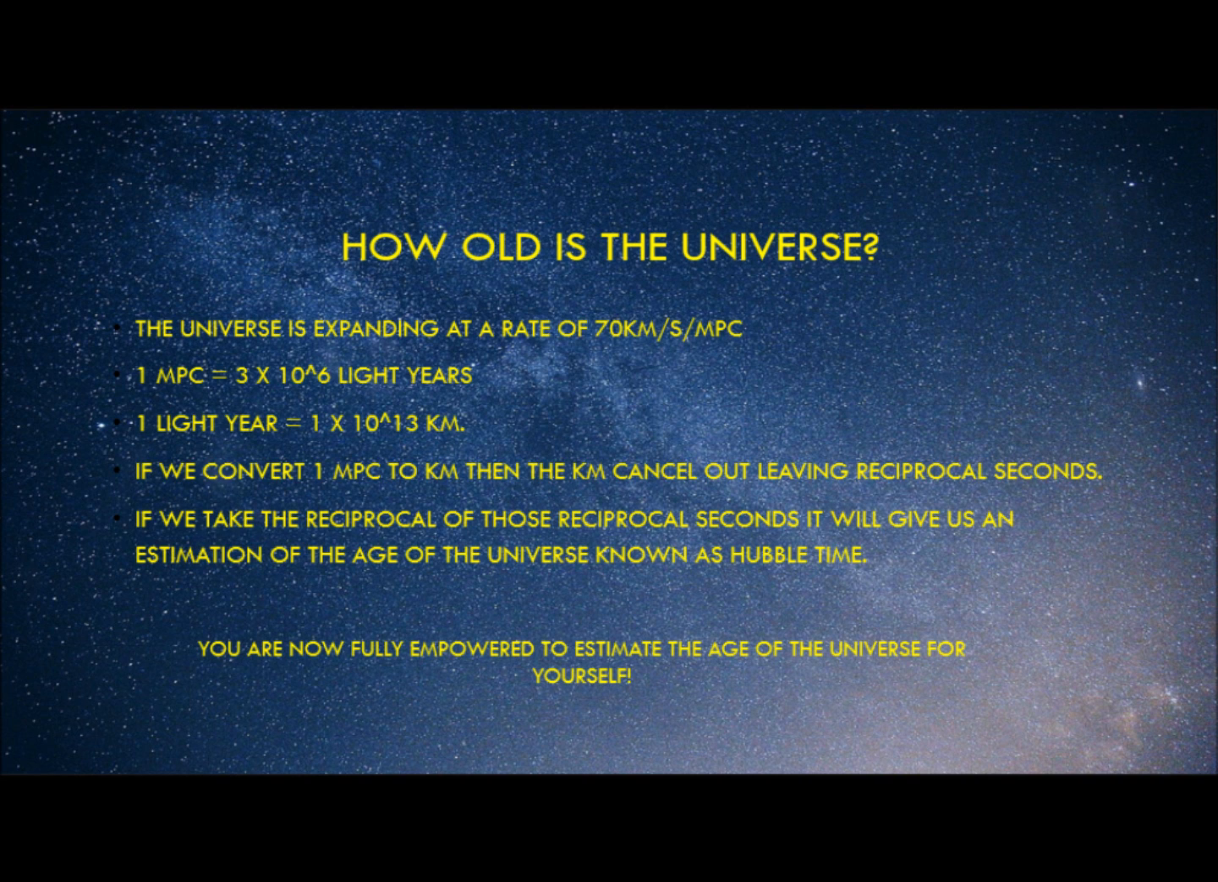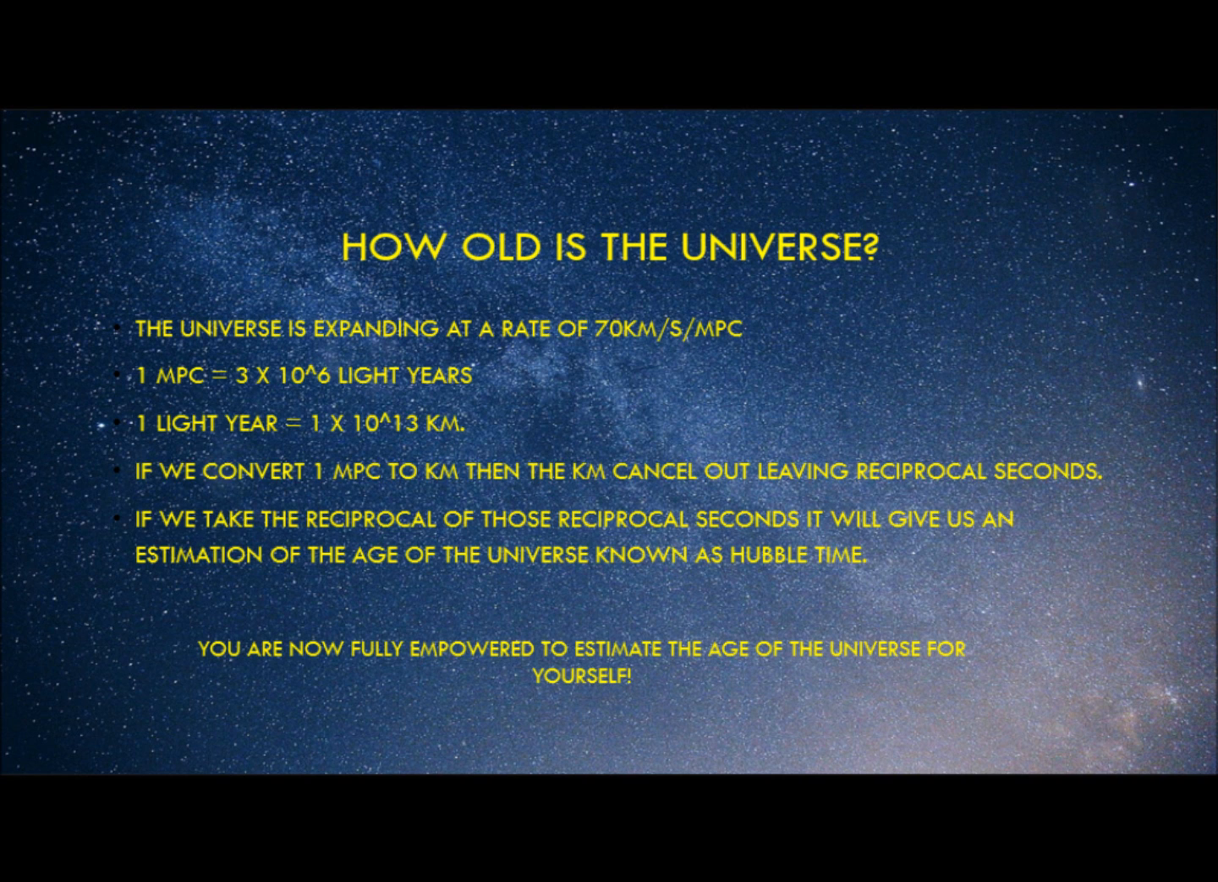If we convert 1 megaparsec to kilometers, then the kilometers will cancel out of the Hubble constant, just leaving us with reciprocal seconds. And if we take the reciprocal of those reciprocal seconds, that will give us an estimation of the age of the universe known as Hubble time. You will now be fully empowered to estimate the age of the universe for yourself. Okay, I'll leave that one with you to think about.